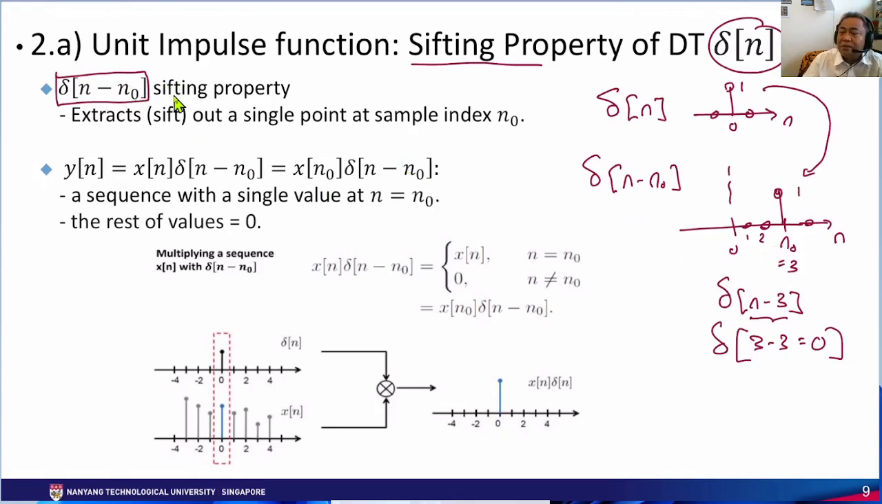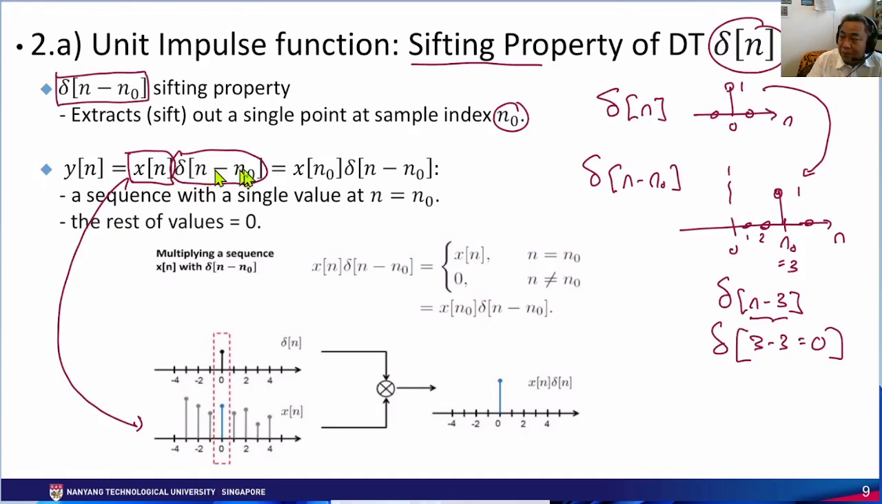Now, what does shifting property mean? Shifting means to take out something, to extract something, and we can extract a single point at time index 0. What do we do? Well, this x of n is defined for all integer time, all the gray guys here. And if we want to take out only x of 0, we should multiply the sequence x of n by this guy. Because why?